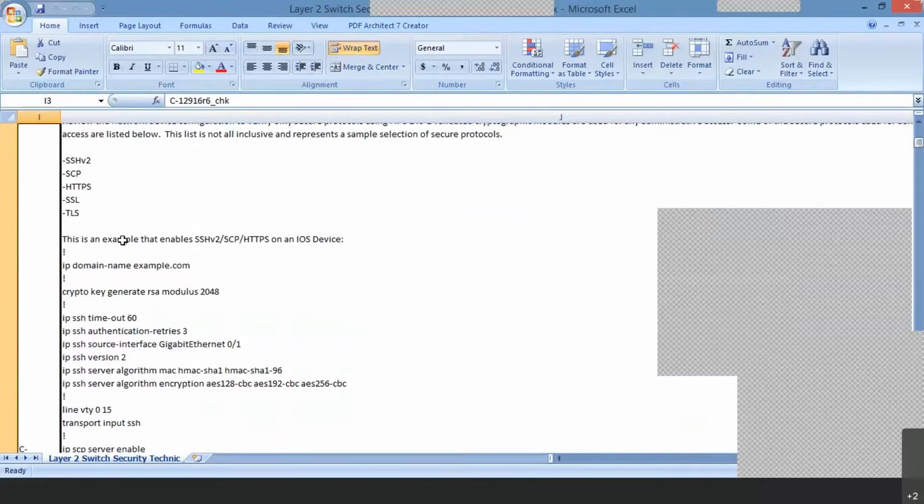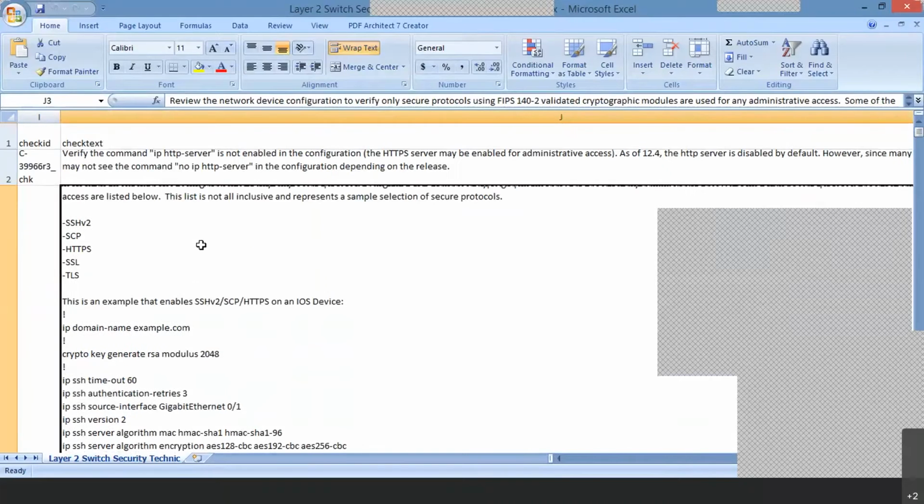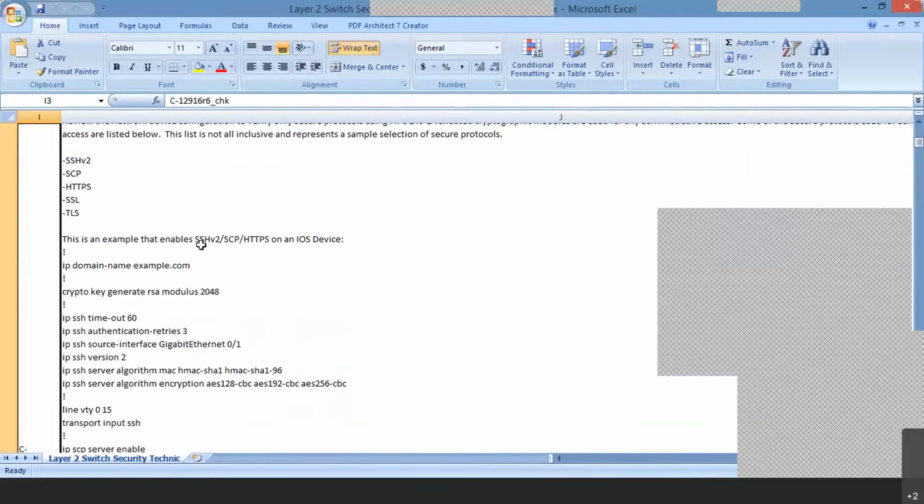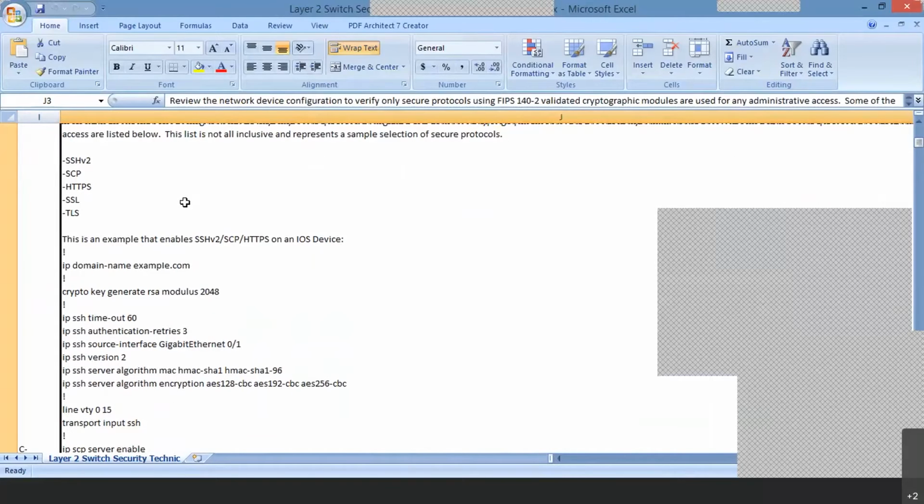So these are some of the commands. You can just check them out from here. See here, there is an example of the crypto key ip ssh timeout. That means I'm giving a timeout of 60 seconds. Also there is authentication retries, so it should be only three retries.